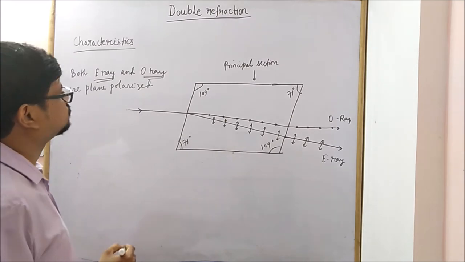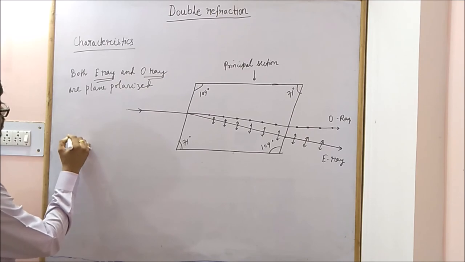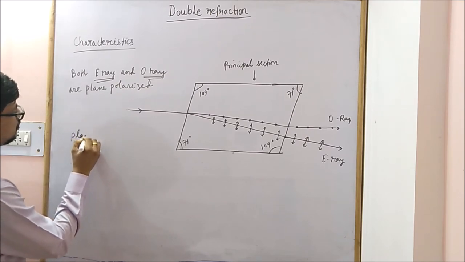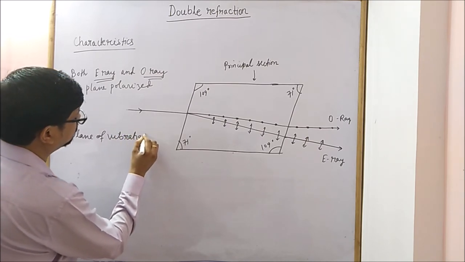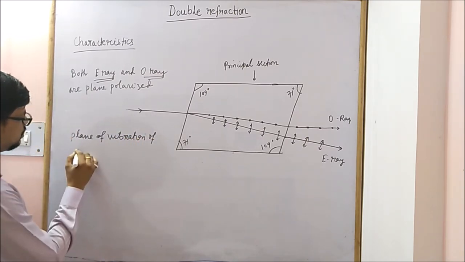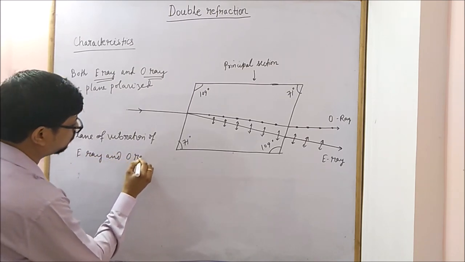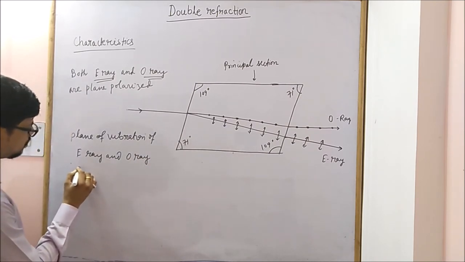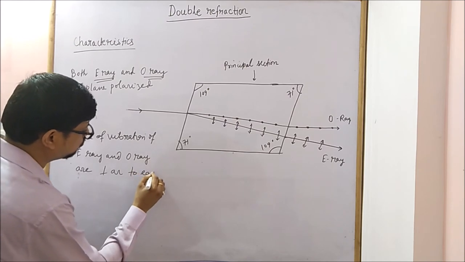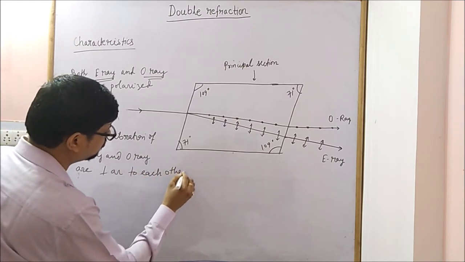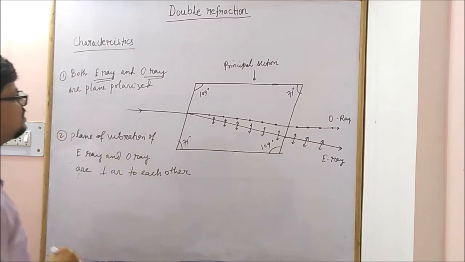Now, also the second characteristic is that the planes of vibration of E ray and O ray are perpendicular to each other. This is the first characteristic and this is the second characteristic.